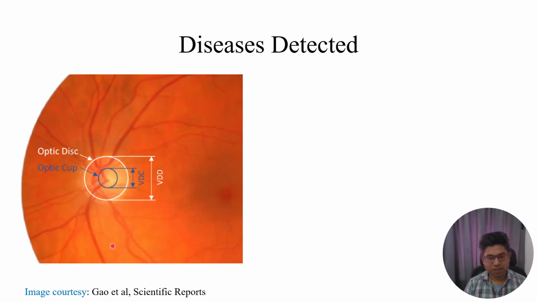One more important aspect of this fundus image is the ratio of the optic cup and optic disc. Here, optic disc, we already discussed, is this large yellowish region, and the optic cup is here. If you see the blood vessels, they form a cup-like structure. This is called the optic cup. Based on these ratios and the color of the optic disc, there are several ocular diseases which can be detected. I'll just name a few of them.